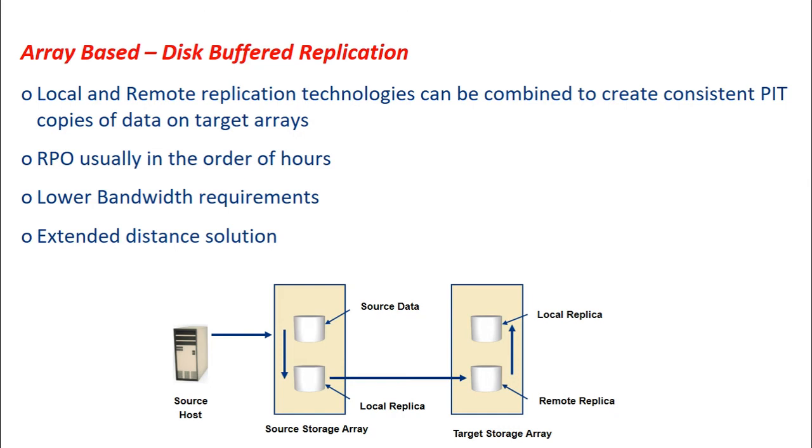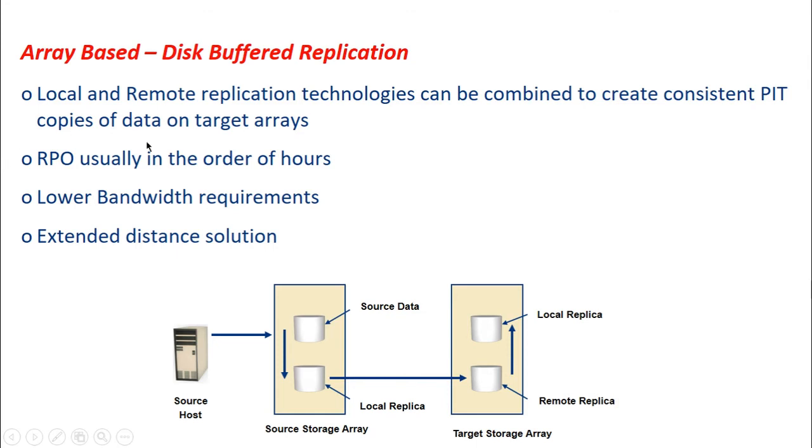The production host writes the data to the source device. A consistent point-in-time local copy of the source device is created. Data from the local replica in the source array is transmitted to the remote replica in the target array. Optionally, a local point-in-time replica of the remote device on the target array may also be created. Local and remote replication technologies can be combined to create consistent point-in-time copies of data on target arrays.